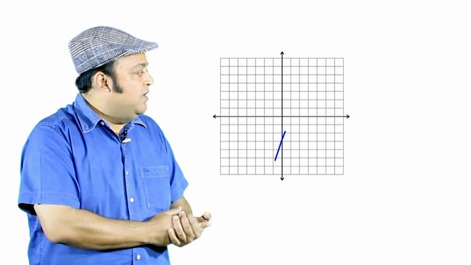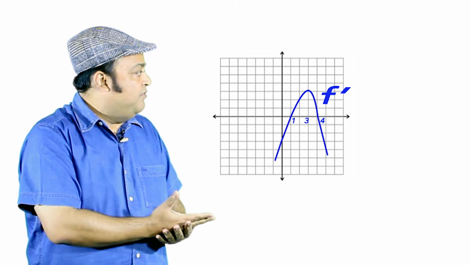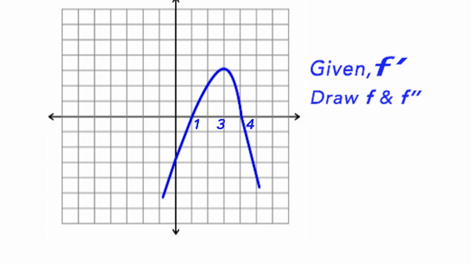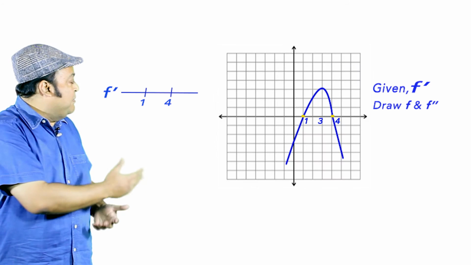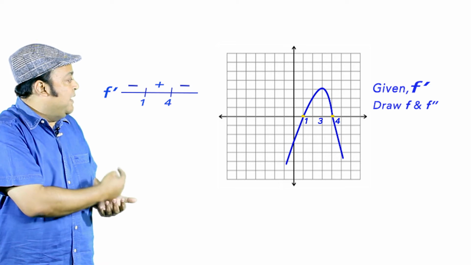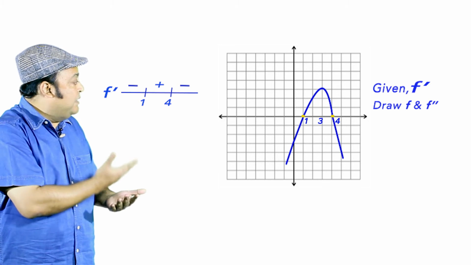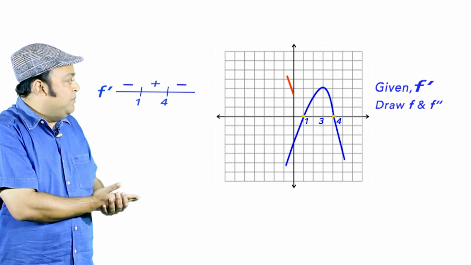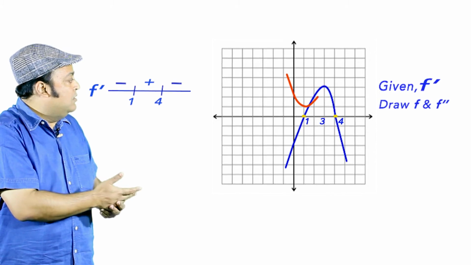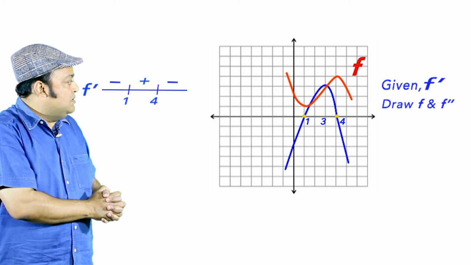In this graph, we are given the graph of f dash. We have to find out f and f double dash. To do this, we first examine the points at which f dash intersects the x axis. If you examine the chart of f dash, you will find at 1 f dash changes sign from negative to positive, and at 4 it changes sign from positive to negative. That means at 1 there will be a minima, and at 4 there will be a maxima, and the graph is drawn as you can see.